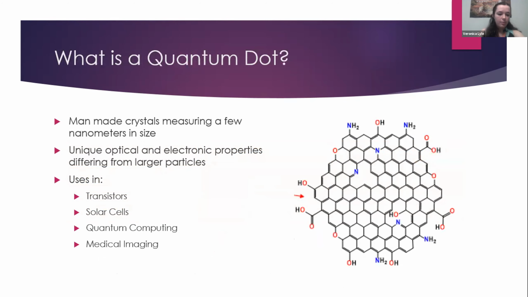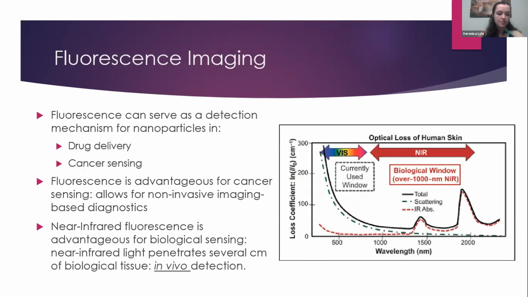As already covered by Matt, our lab has been studying the use of quantum dots for bioimaging purposes. These nanometer-sized man-made crystals all have unique optical properties, which are especially useful for bioimaging purposes. These optical properties may include fluorescent spectra in both the visible and infrared range.